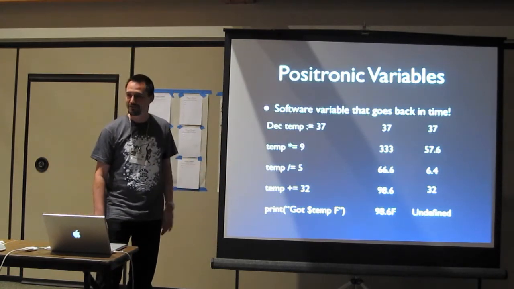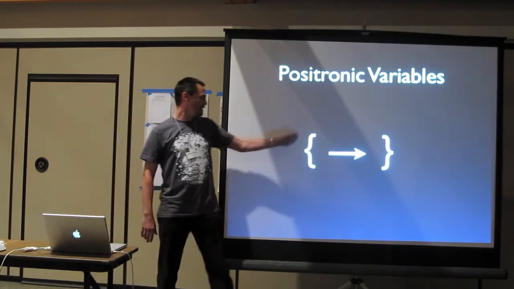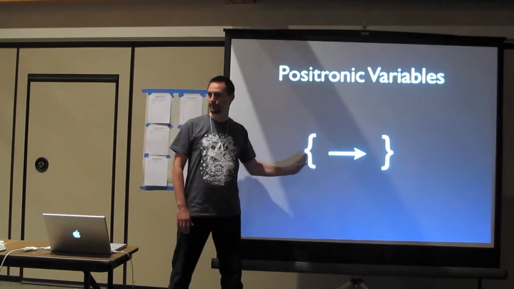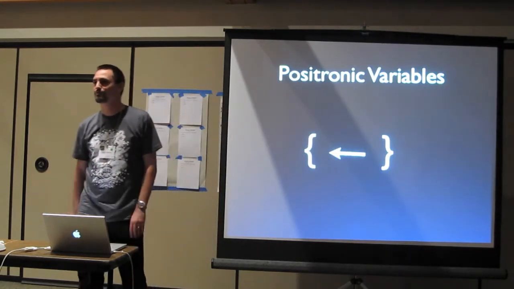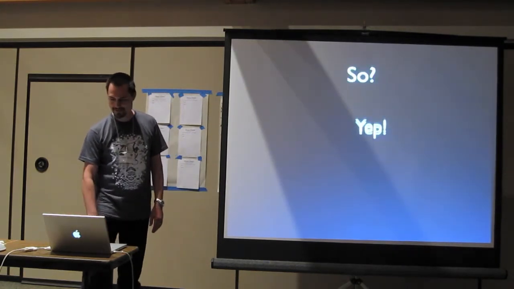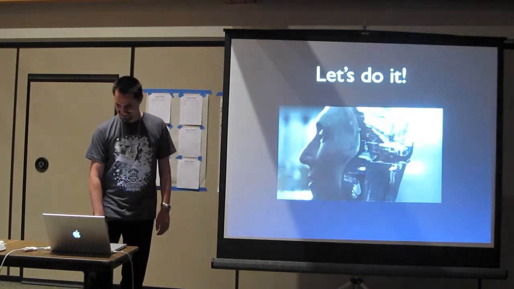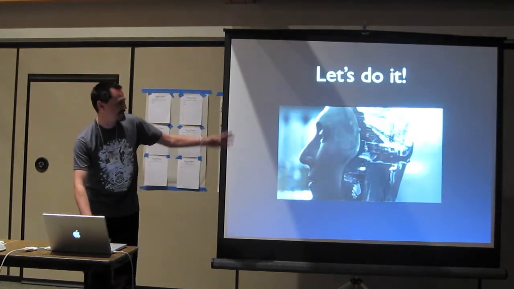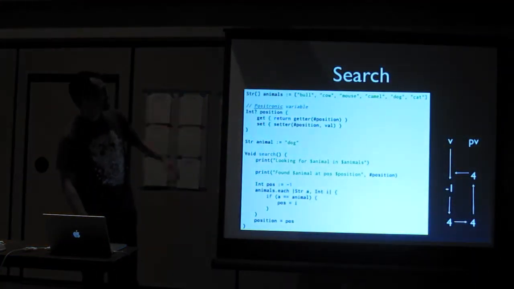So not very useful, but the definition of a positronic variable: every variable starts from the beginning of the block and ends with the end. A positronic variable is exactly the opposite. So yes, I actually implemented it in Phantom. So how does it work? This is for the positronic brain. How do you make variables work in Phantom, so I can show after.